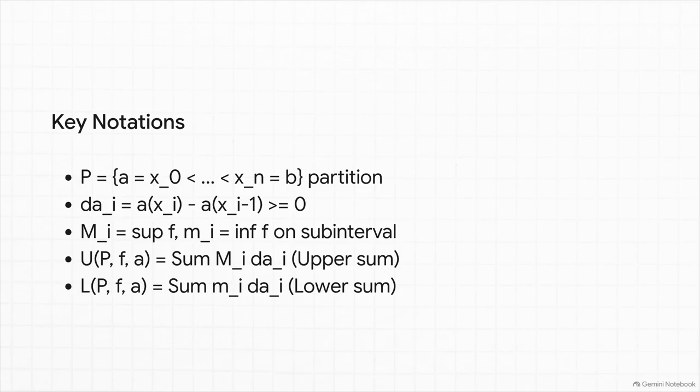since alpha is increasing. Mi is the supremum of f, and mi is the infimum of f on the subinterval [x_{i-1}, x_i]. U(P, f, alpha) is the upper sum, which is the sum of Mi delta alpha_i. L(P, f, alpha) is the lower sum, which is the sum of mi delta alpha_i. And crucially, our core integrability condition, f belongs to R(alpha) if and only if for all epsilon greater than 0, there exists a partition P such that U(P, f, alpha) minus L(P, f, alpha) is strictly less than epsilon.